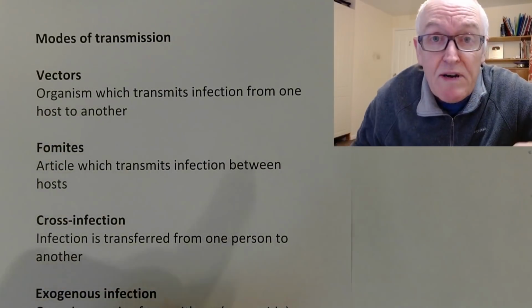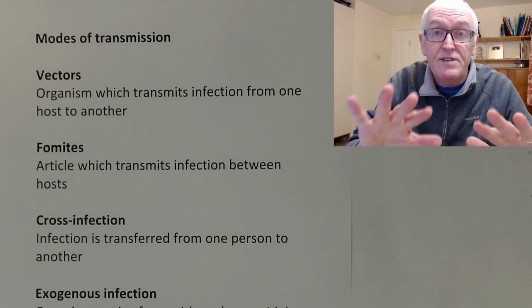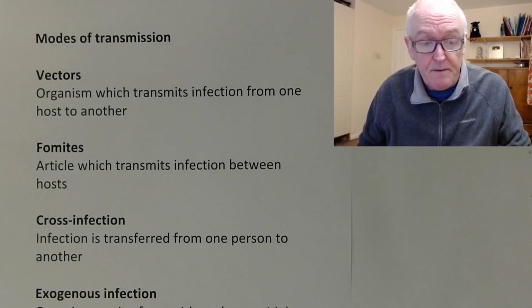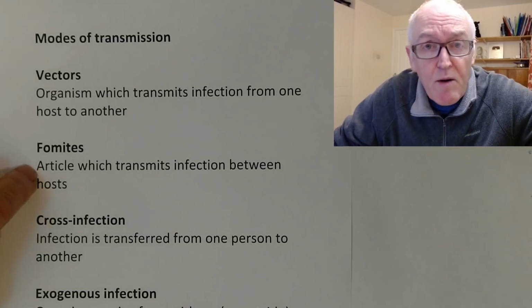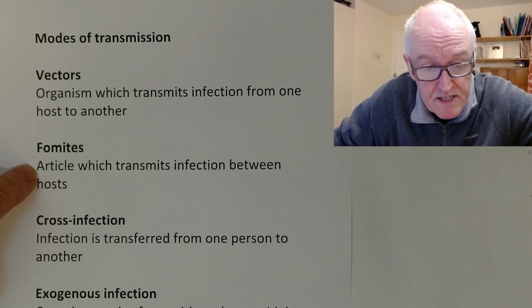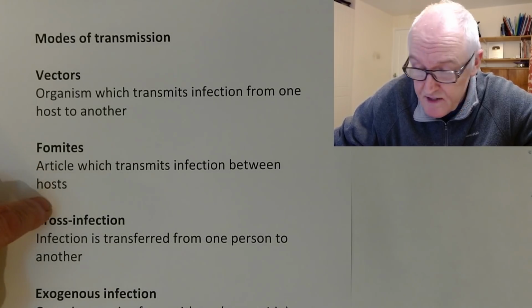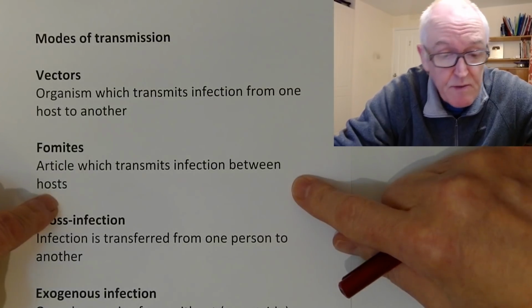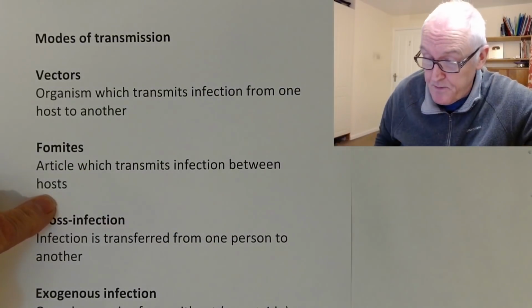If you spread disease on your dirty hands to someone else, then you would be a vector. Now, a fomite, on the other hand, is an inanimate object which spreads disease. An article which spreads infection between hosts. So the host is the person that has the infection.